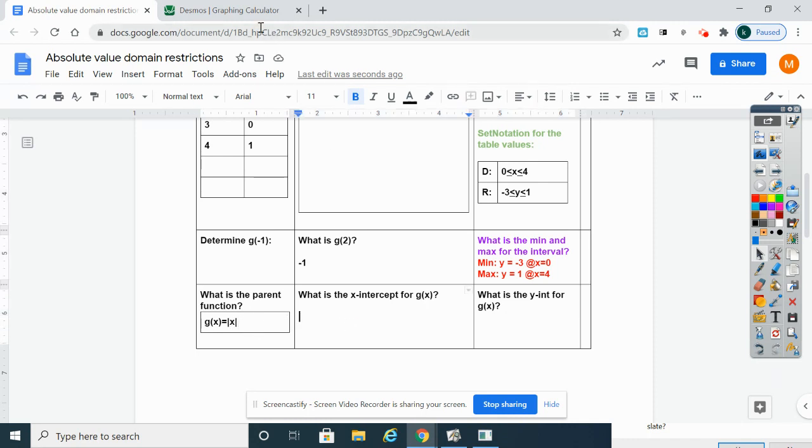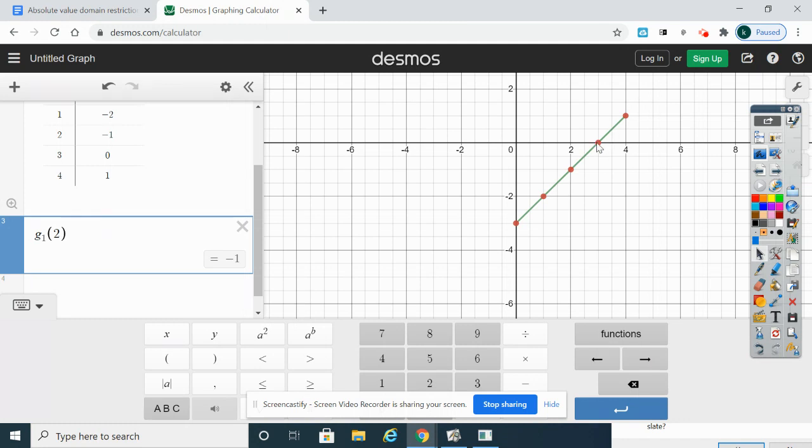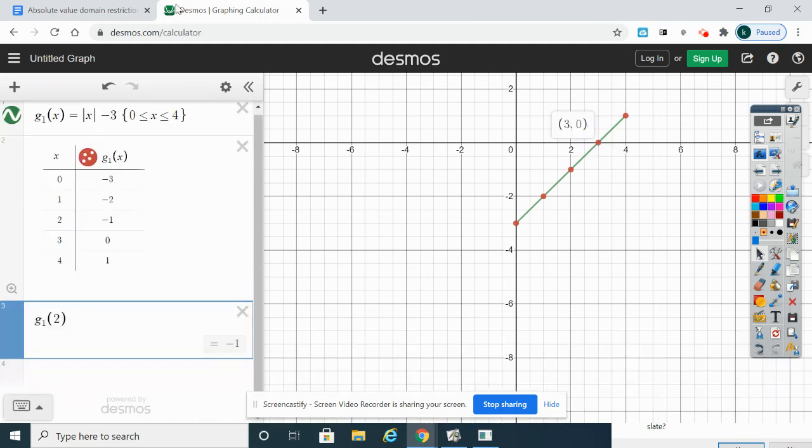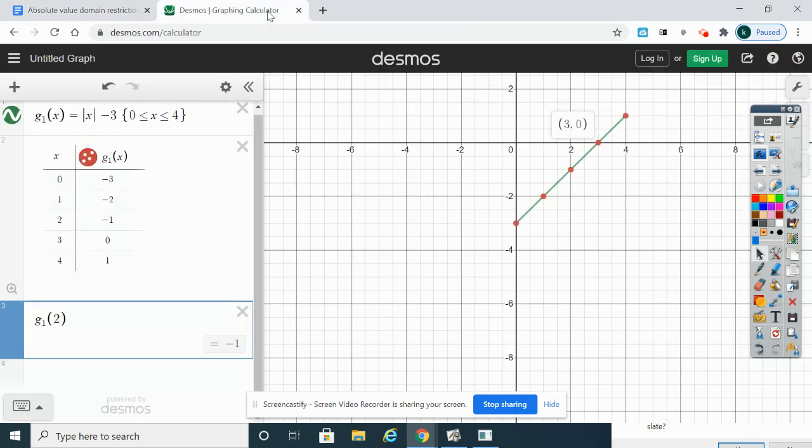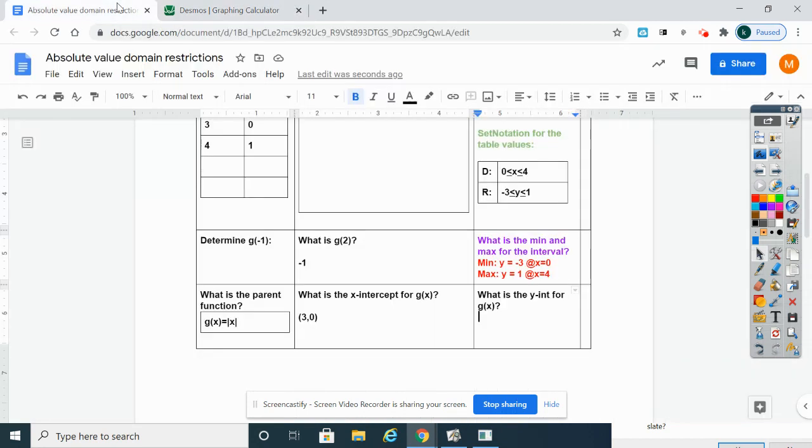What is the x-intercept? Do we have one of those? Yeah, it does cross the x-axis. That's going to be 3, 0. Sometimes it does, sometimes it doesn't. And what is the y-intercept? Let's go peek at that. Yep, it touches the y-axis also. That is at 0, -3. So it's where the y-axis meets that line, 0, -3. If it doesn't have one of those, you'll just say none. But this time they do. They have both the x and the y-axis.